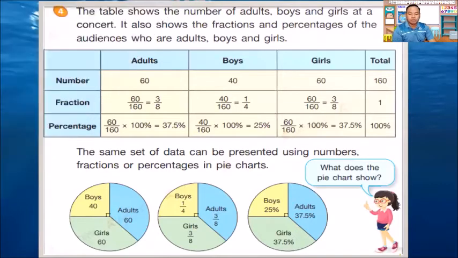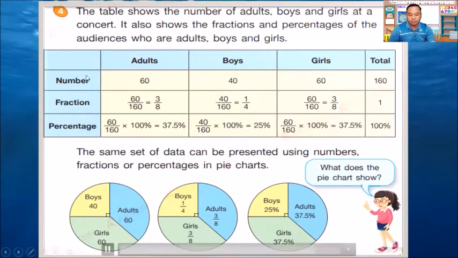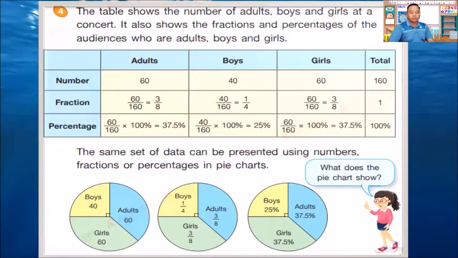Let's proceed to example number 4. The table shows the number of adults, boys and girls at a concert. It also shows the fractions and percentages of the audience for adults, boys and girls. From the table, you have adults, boys, girls, and the total. If you sum up, that equals 160.